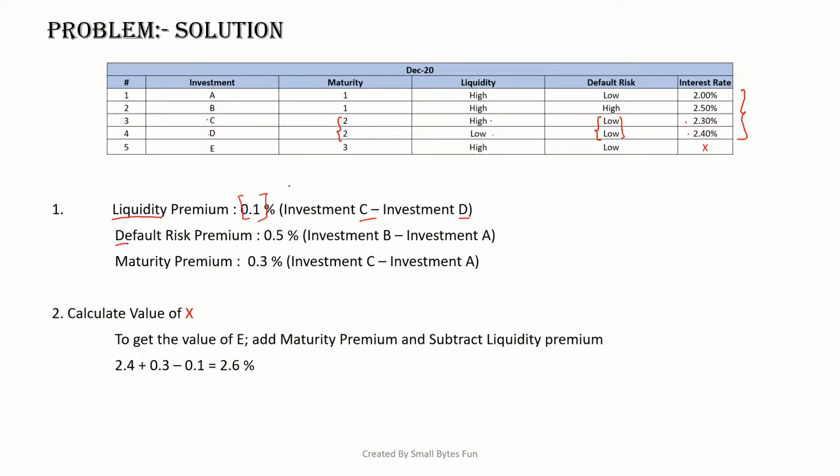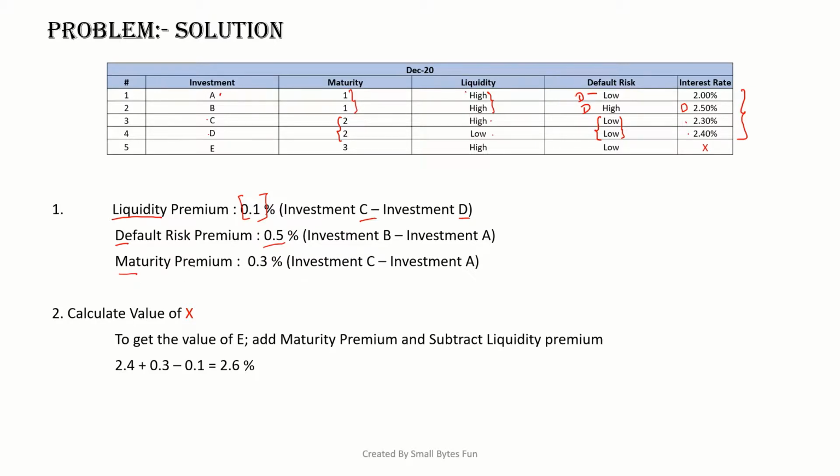Coming to the default risk premium. Let's compare investment B and investment A. They have the same maturity, they have the same liquidity. The default risk for them is different. One is having a low default risk and another is having a high default risk. So this difference in the interest rate, that is 2 and 2.5, is going to give you the default risk premium, which is 0.5.